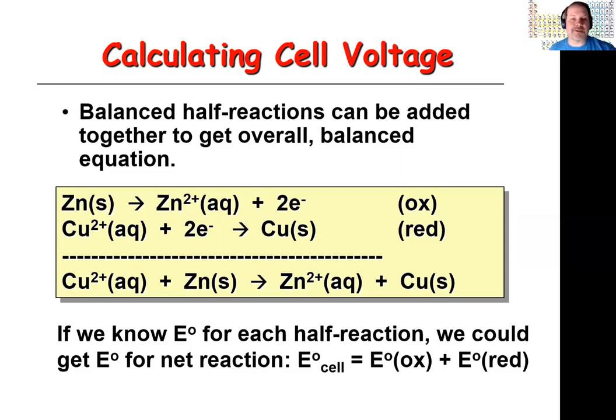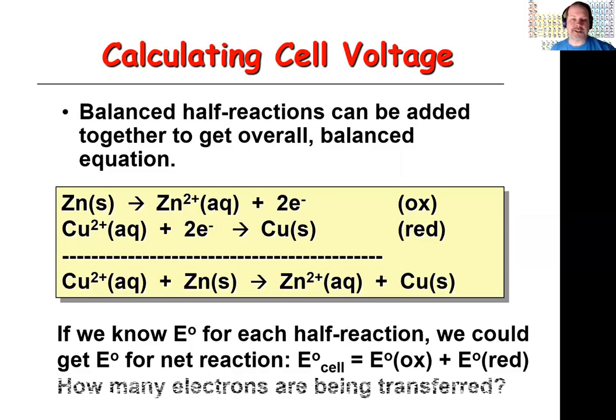So our job in electrochemistry is to determine what are these 2 half reactions. Who's being oxidized, who's being reduced, how many electrons are there, and what's the overall chemical reaction. How many electrons are being transferred? Well, hopefully you can see that zinc is giving off 2 and copper is receiving 2 in this particular example.